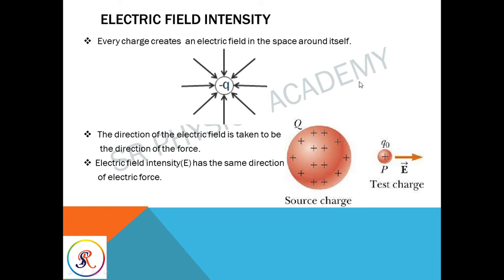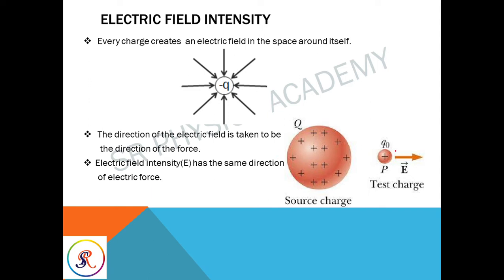Now let's learn electric field intensity. Every charge creates an electric field in the space around itself. That we know. Next, the direction of the electric field is taken to be the direction of the force. What is the meaning here? For example, I am taking a positive charge, which we call the test charge. A test charge cannot produce an electric field. So now we have to check which charges.